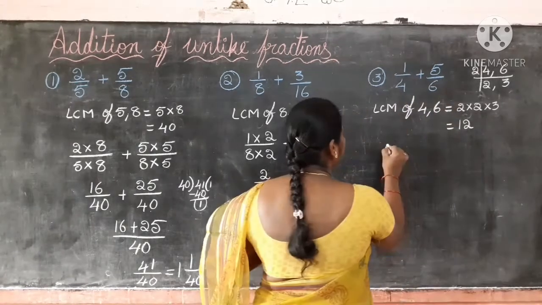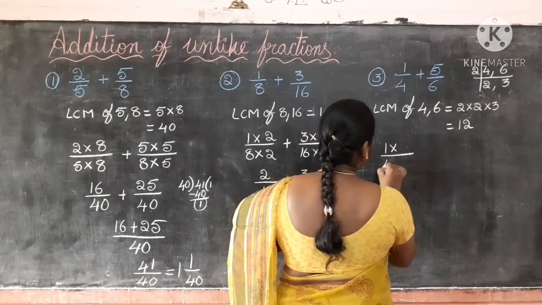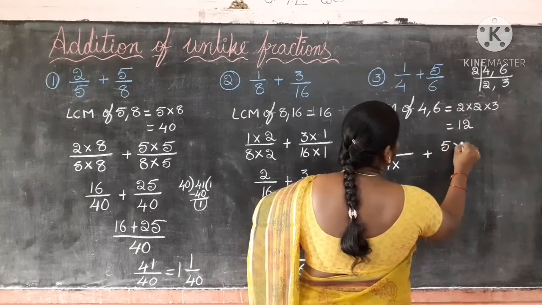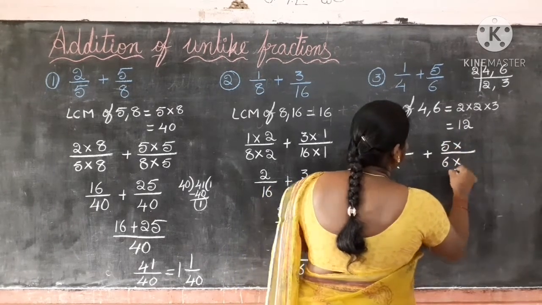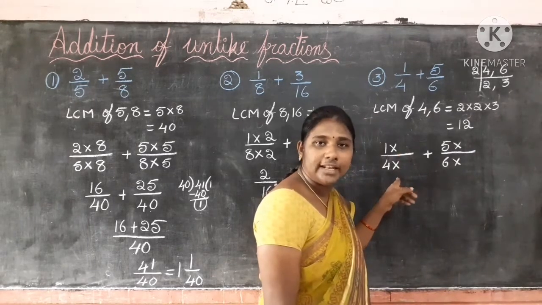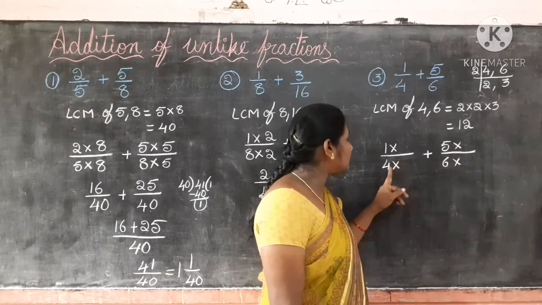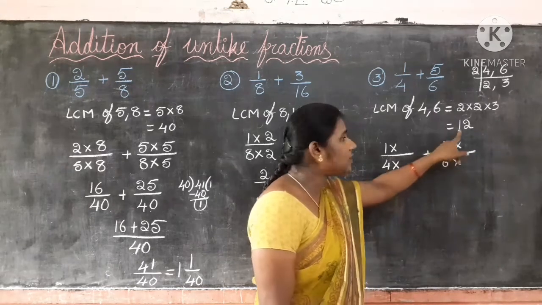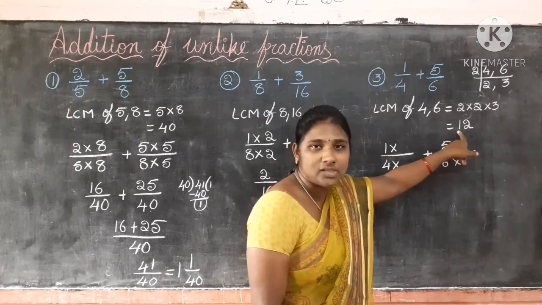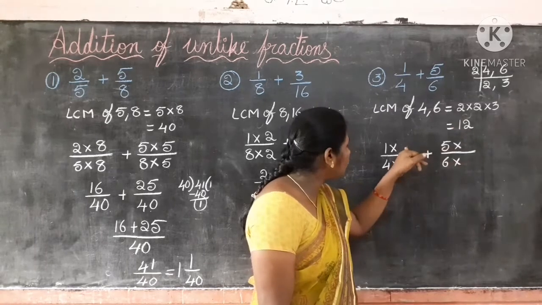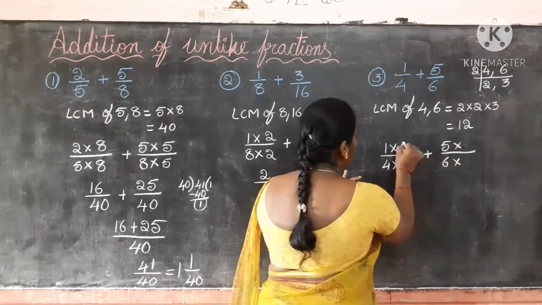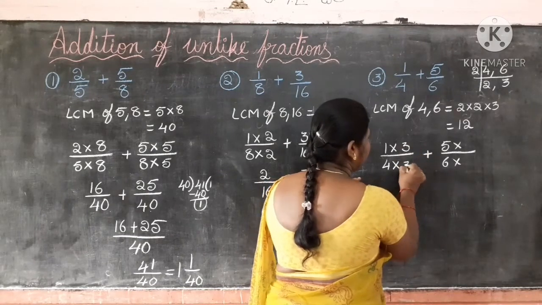So first fraction 1 by 4 plus second fraction 5 by 6. Now in the first fraction what is the denominator? 4. So this denominator table, this LCM how many times it will come? 4 table 12 how many times? 4 3s are 12. So here both the numerator and denominator we have to multiply with 3. So here write 3, here write 3.